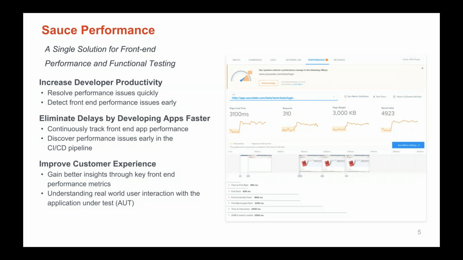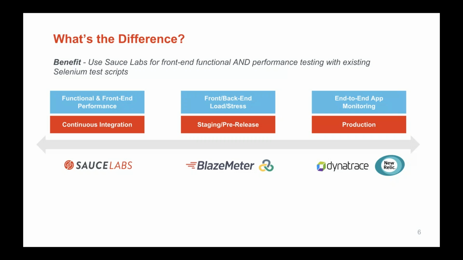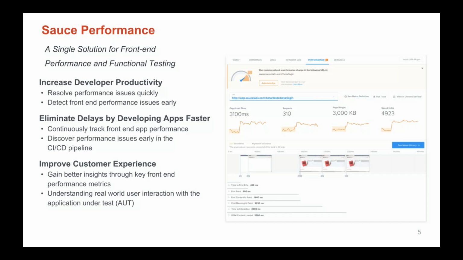So now, as part of your continuous testing efforts, you'll be able to continuously track front-end app performance and discover performance issues early in the CI/CD pipeline. And then finally, the benefit is the improved customer experience. With that, you're going to gain better insight because now you're going to understand the key front-end performance metrics and understand the real-world user interaction with the application under test.